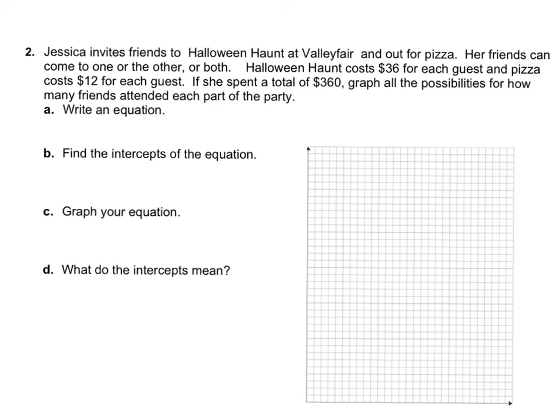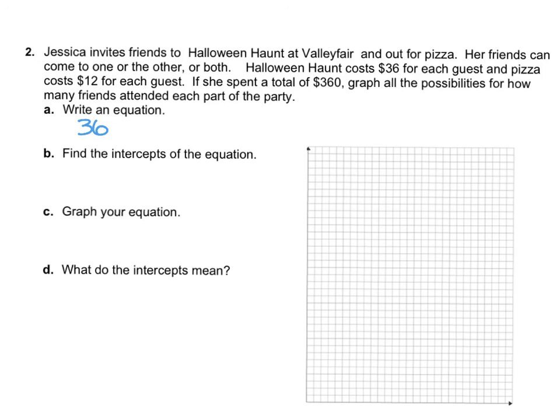Jessica invites friends to Halloween haunt at Valley Fair and out for pizza. Her friends can come to one or the other or both. Halloween haunt costs $36 for each guest, and pizza costs $12 for each guest. If she spends a total of $360, graph all the possibilities of how many friends can attend each part of the party.